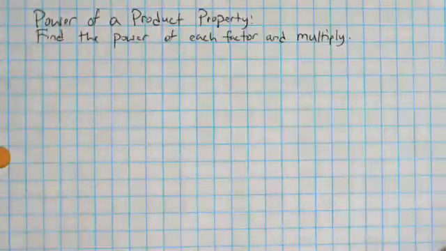We're going to take a look at the power of a product property. Now, the way that the textbooks describe how to find the power of a product property is: find the power of each factor and multiply. Now, for me, I don't find this description terribly illuminating, so let's look at some examples.